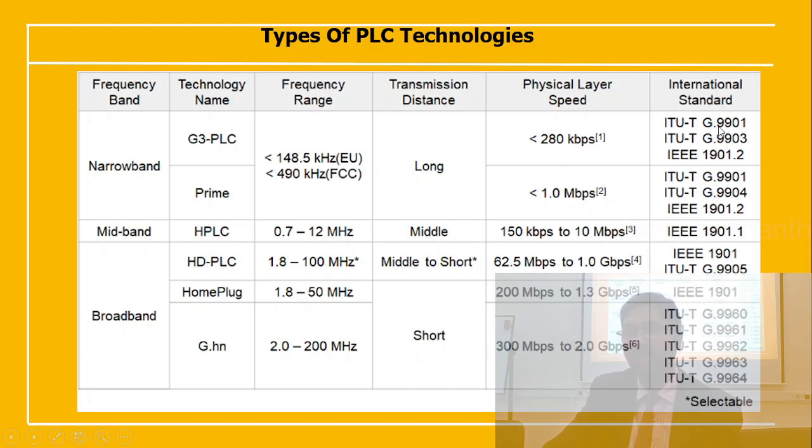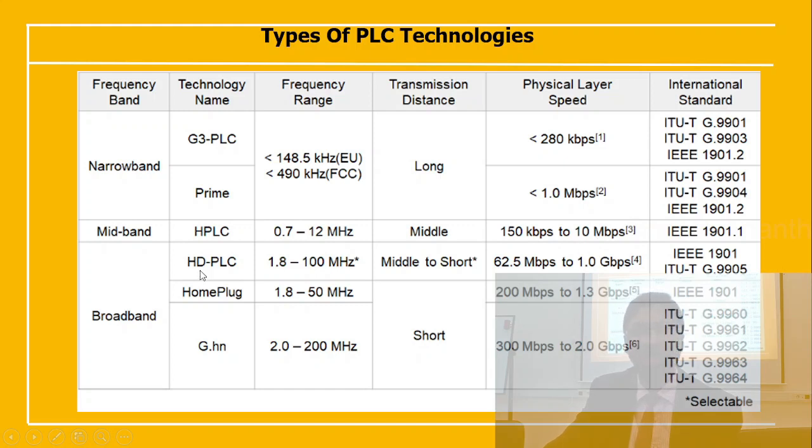Okay, G9901, G9903, and IEEE 1901.2. Similarly for the FCC we use ITU-T G9901, 9904, and IEEE 1901.2. And for midband we'll have HPLC, high power line communication. So 0.7 to 12 megahertz for the middle distance, and physical layer speed would be 150 kbps to 10 Mbps.